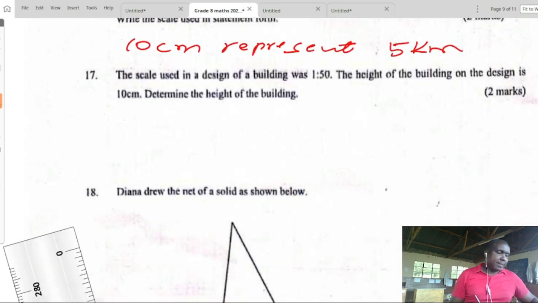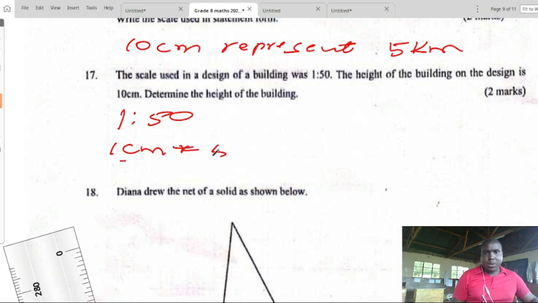Number 17. The scale used in designing a building is 1 to 50. The height of the building on the design is 10 centimeters. Determine the original height of the building. We have been told that 1 to 50 means 1 centimeter on the piece of paper represents 50 centimeters on the ground.